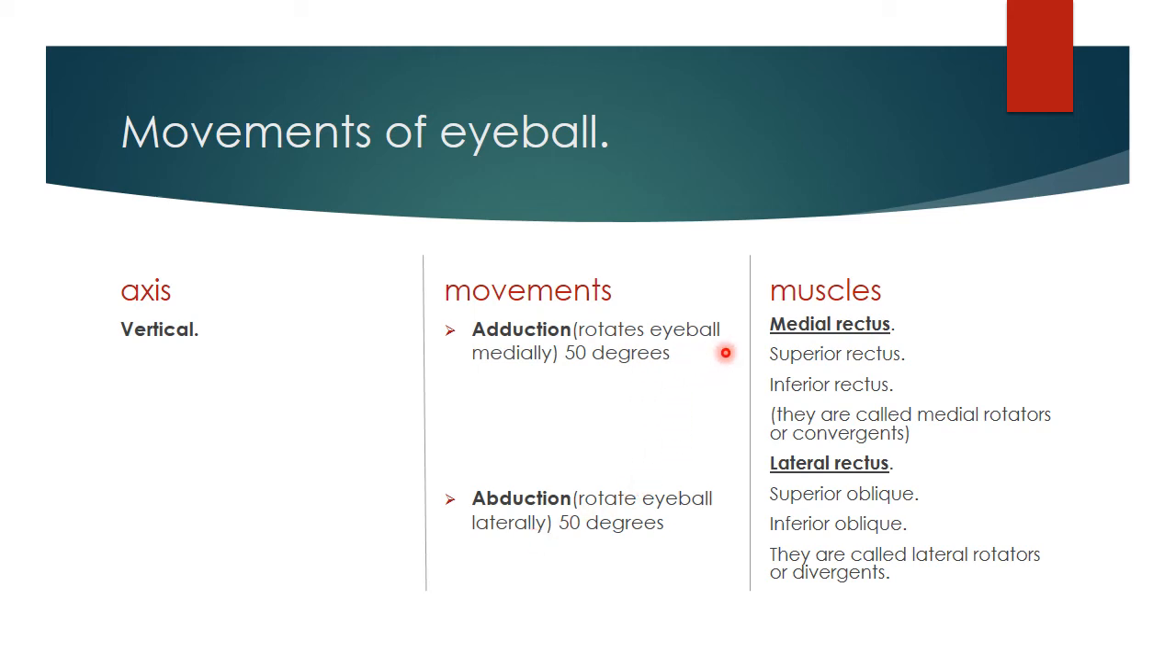In adduction, the main muscle is medial rectus muscle, while the superior rectus and inferior rectus act as synergistic muscles. They are collectively called medial rotators or convergents of the eyeball. Abduction, main muscle is lateral rectus, assisted by superior oblique and inferior oblique muscles. They are also called lateral rotators or divergents of the eyeball.